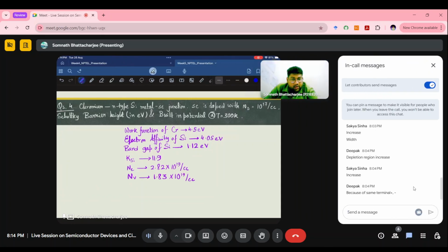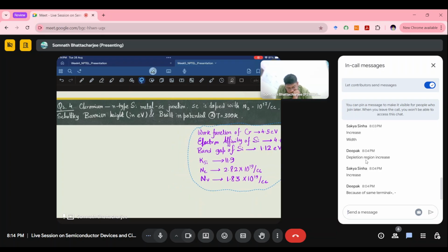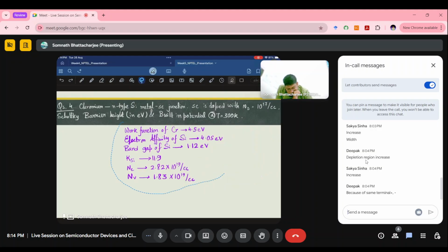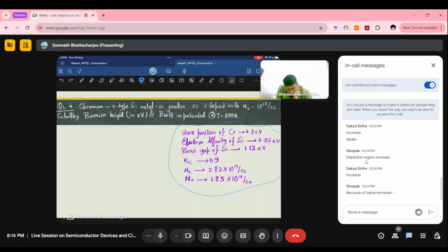So has anyone been able to solve this? I'll give the solution for this, and for the next one, try to do it in the same way, I guess.